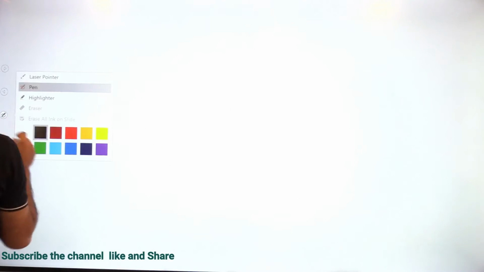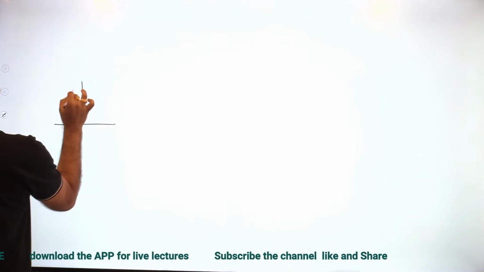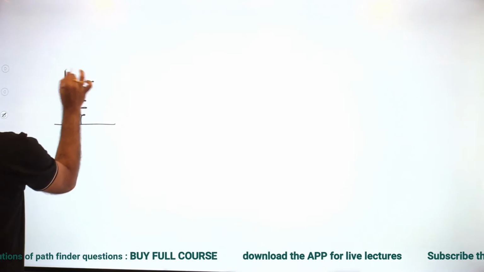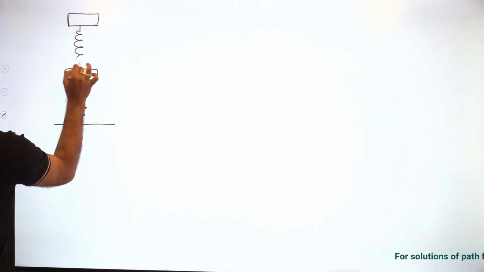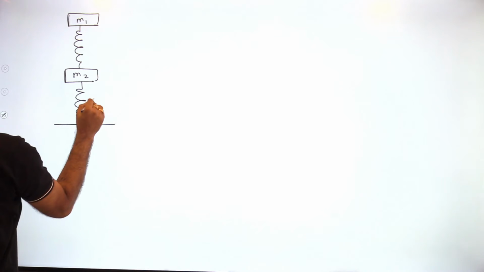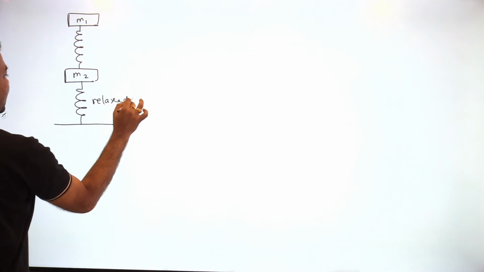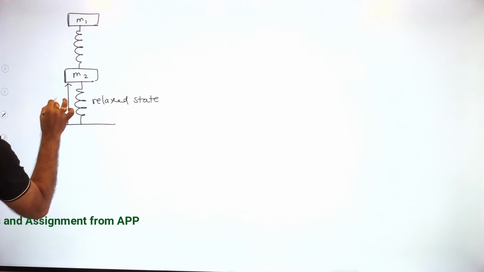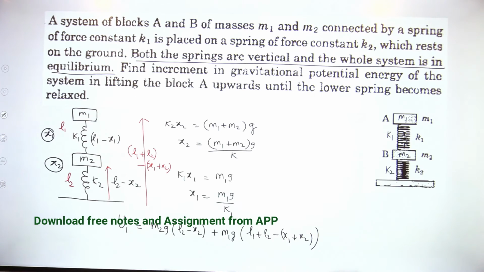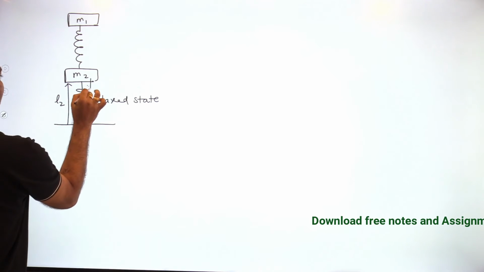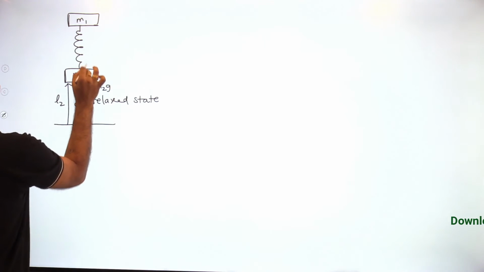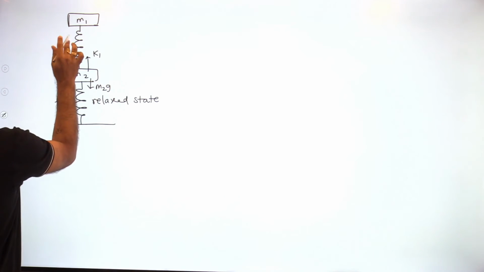Next, the relaxed state. When the second spring is relaxed, there is no compression. This is M2, and this is M1. Now this is the relaxed state of the second spring. That means the height value is L2 only, since the length of the spring is L2. It is relaxed, so M2 g is balanced by whom? M2 g is balanced by the upper spring.